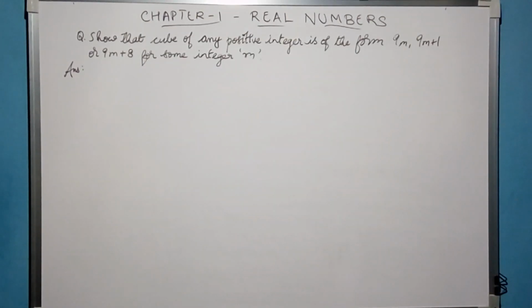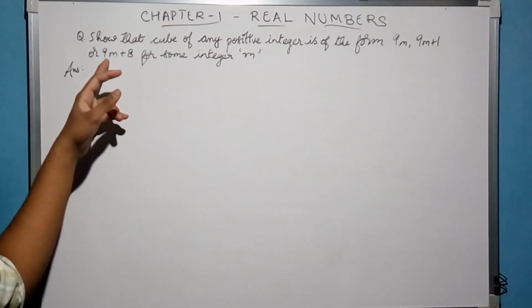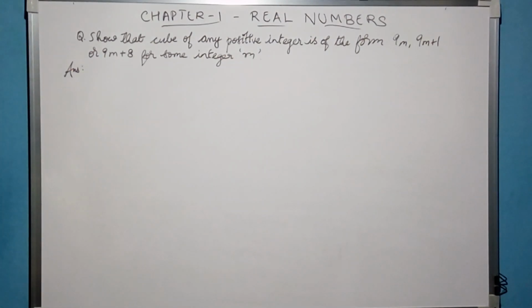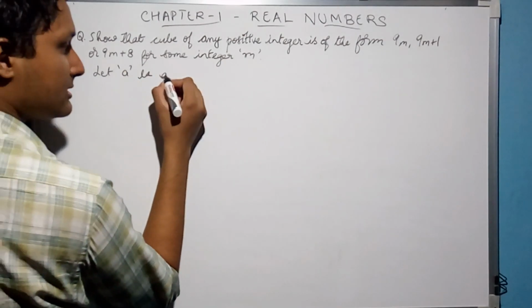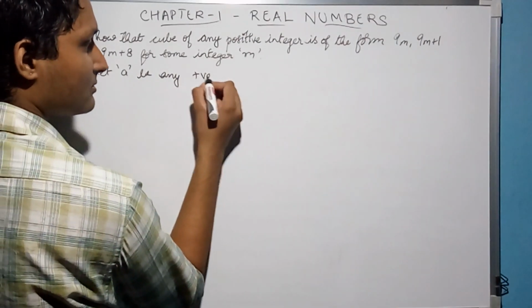The next question is, show that the cube of any positive integer is of the form 9m, 9m plus 1 or 9m plus 8 for some integer m. So this is a similar question as the previous one, but this is a 9. So I should check whether I can use 3 itself because it's a cube number. So let a be any positive integer.